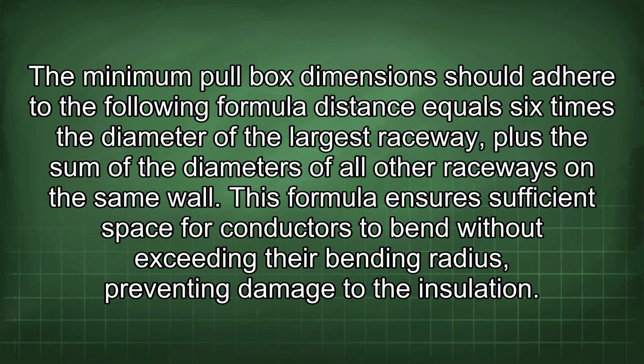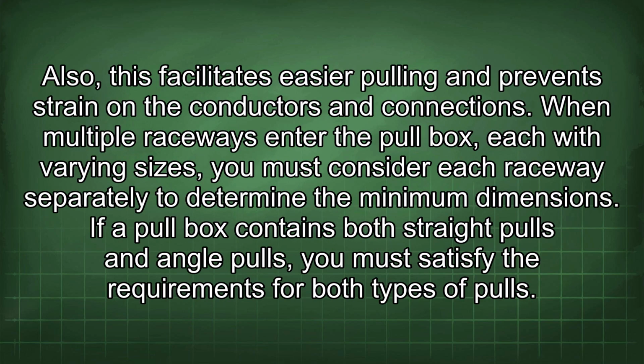The minimum pull box dimensions should adhere to the following formula: distance equals 6 times the diameter of the largest raceway plus the sum of the diameters of all other raceways on the same wall. This formula ensures sufficient space for conductors to bend without exceeding their bending radius, preventing damage to the insulation. Also, this facilitates easier pulling and prevents strain on the conductors and connections.